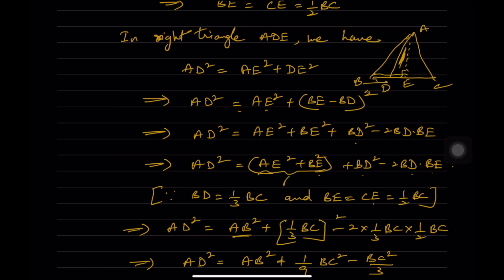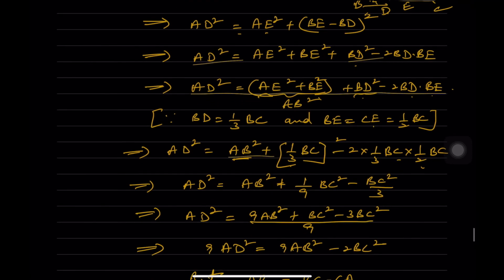This is equal to AB square, that we have written here, plus BD, which is 1 by 3 BC, whole square, minus 2 into 1 by 3 BC into half BC. So AD square is equal to AB square plus 1 by 9 BC square minus BC square by 3, since the 2 cancels. If you take LCM on the right hand side, you are getting 9AB square plus BC square minus 3BC square by 9.